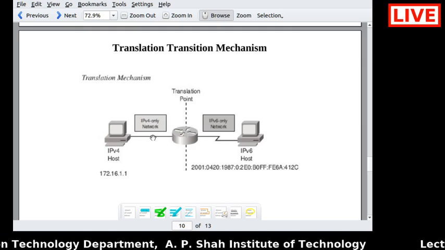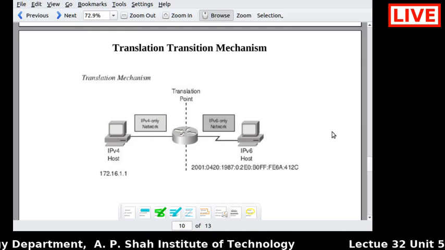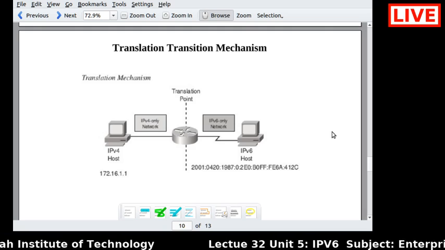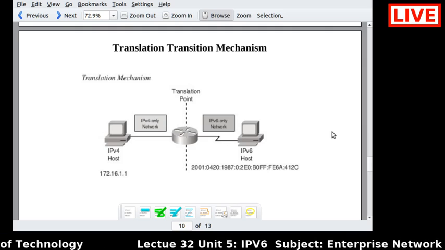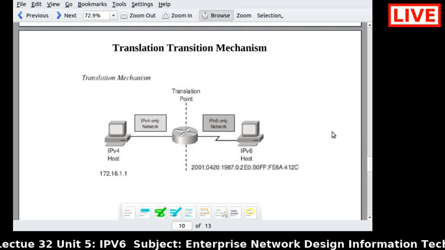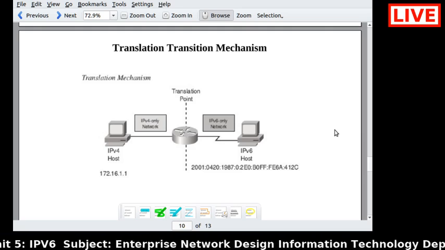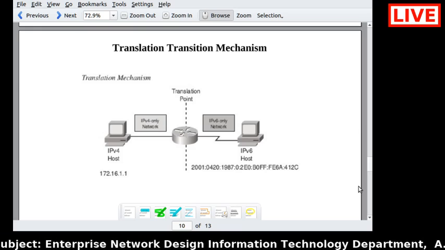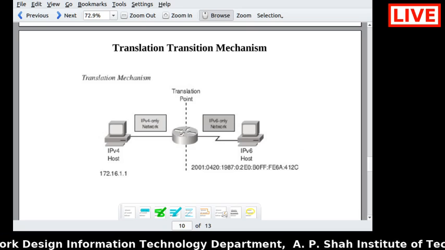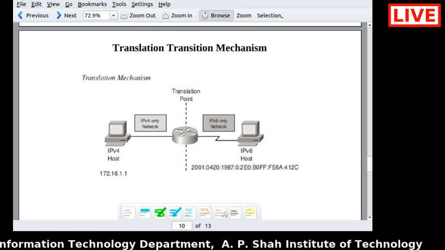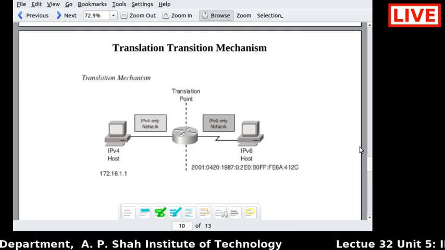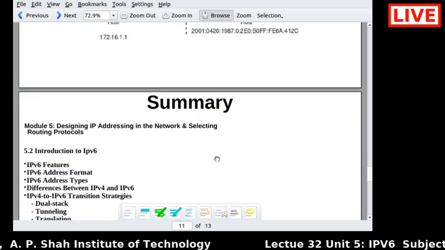But we must know what the difference is between both, how the header format and all those things are, and what the different transition techniques are which we use nowadays for translating, or by using tunneling, or by using the dual stack technique, the transition mechanism, right. So all these techniques are used for the transition between IPv4 and IPv6, right. I hope you have understood this, right.